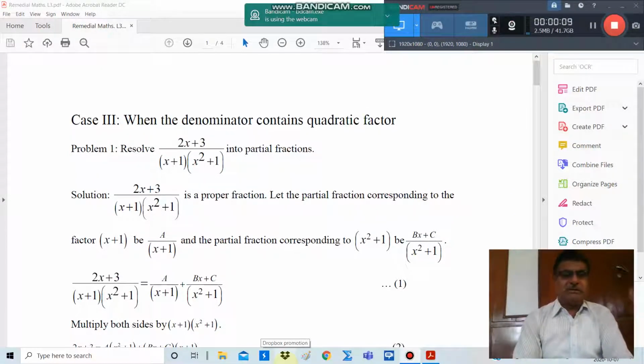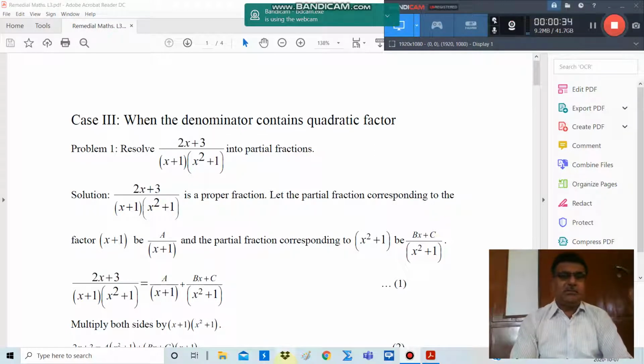Today I will discuss case third of partial fractions. In case third, the denominator contains a quadratic factor. You know, a quadratic factor is a factor or a term in which x square is involved.